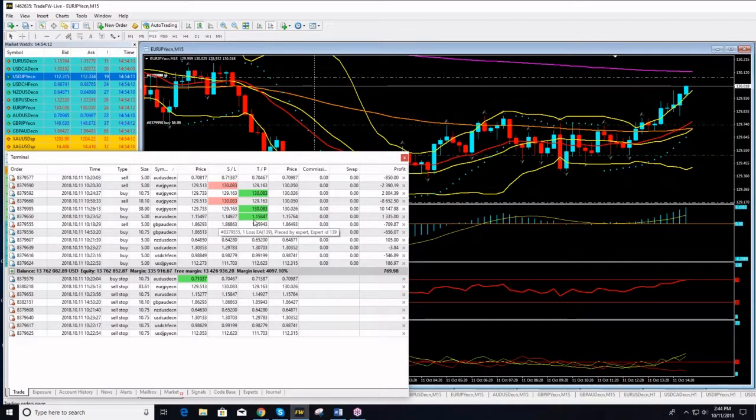So 6 pips on euro yen. So let's see how it will develop. It's going to be any moment now, and I will come back with more good news.